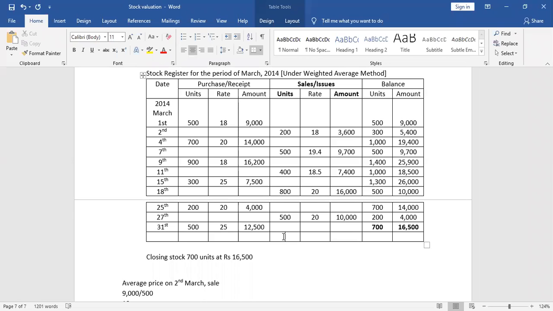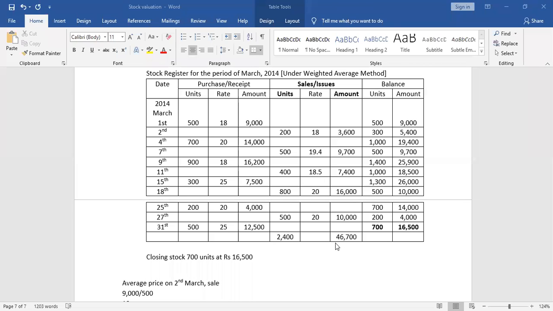So add 200 plus 500 plus 400 plus 800 plus 500. How much units is it coming? Is it coming 2,400? And add all this: 3,600, 9,700, 7,400, 16,000, 10,000. Add all of this. How much are you getting? 46,700.